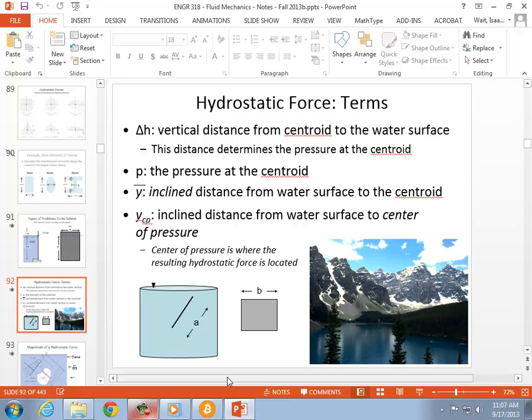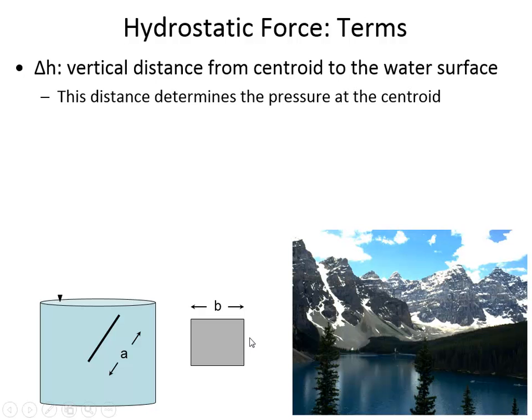If the plate was vertically oriented, then delta H and Y bar would be the same. But in this case, since it's at an angle, they're not the same. Y bar is greater than delta H. Now, any questions about that so far?